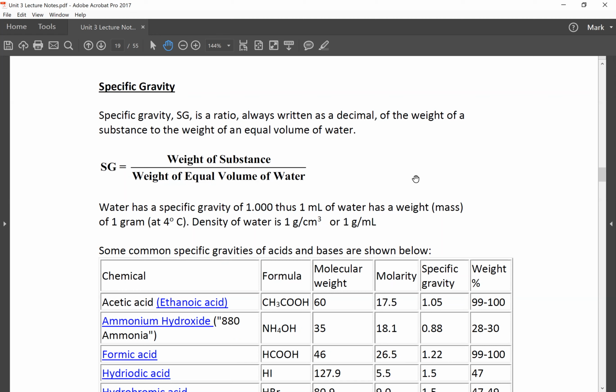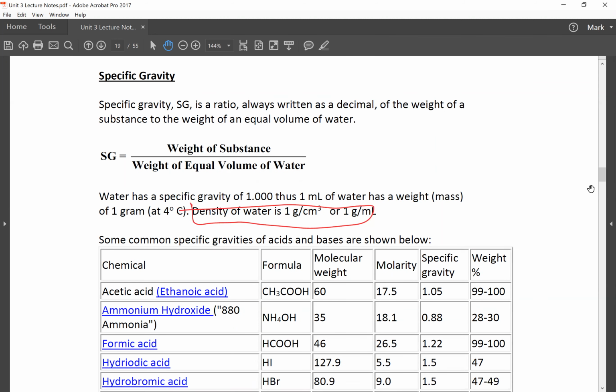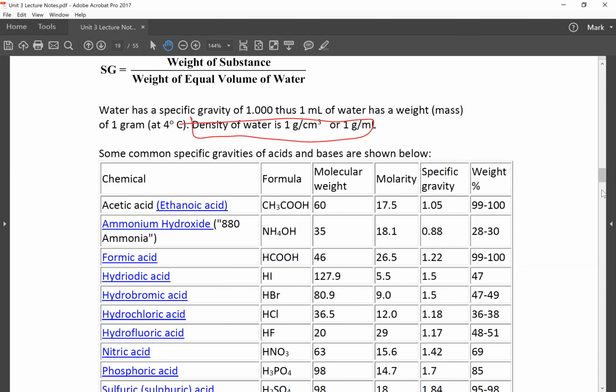One thing you need to keep in mind is that the cool thing about water is the specific gravity of water is 1.000. So 1 milliliter of water is equal to 1 gram of water. So the density of water is 1. That's why water is such a cool chemical. The density of water is 1. So what does specific gravity mean?